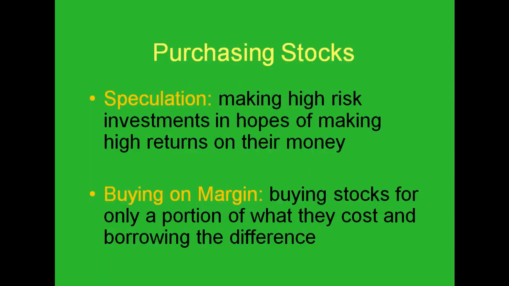One of the critical problems was caused by the purchasing of stocks. 2 terms you need to know are speculation and buying on the margin. Speculation is making high-risk investments in hopes of making high returns on their money. So the riskier the investment is, the more money people stand to make. Buying on the margin is buying stocks for only a portion of what they cost and borrowing the difference. So if you're buying on a margin, you might be getting a loan to buy the rest of the stock.